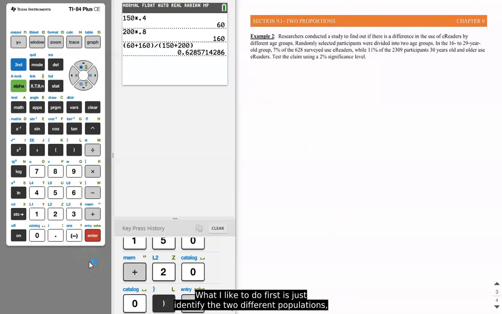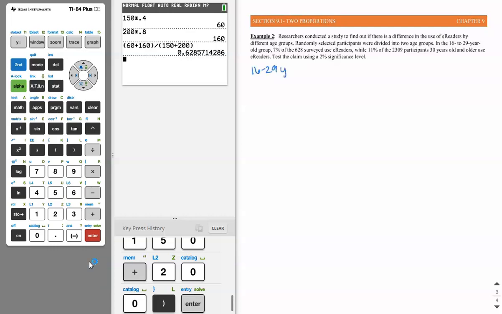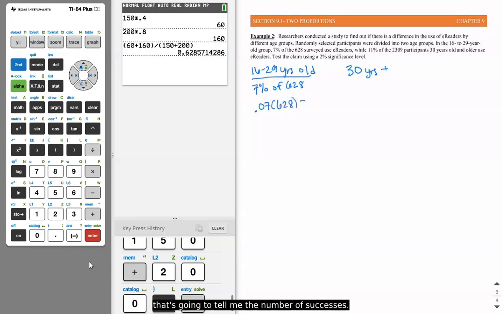So what I like to do first is just identify the two different populations, right? So 16 to 29 years old. And then I have 30 years, 30 years plus. Okay, so we know, right, 7% of 628. So if I take 7%, so 0.07 times 628, that's going to tell me the number of successes, right? And since we identified the 16 to 29-year-old first, I usually just say that is population 1, right?